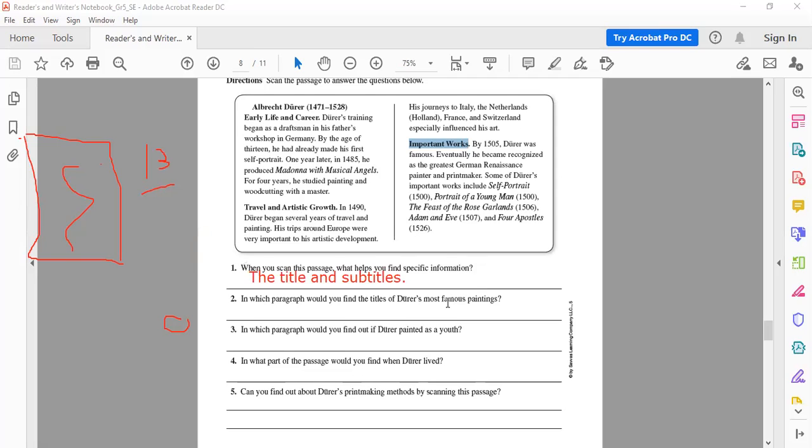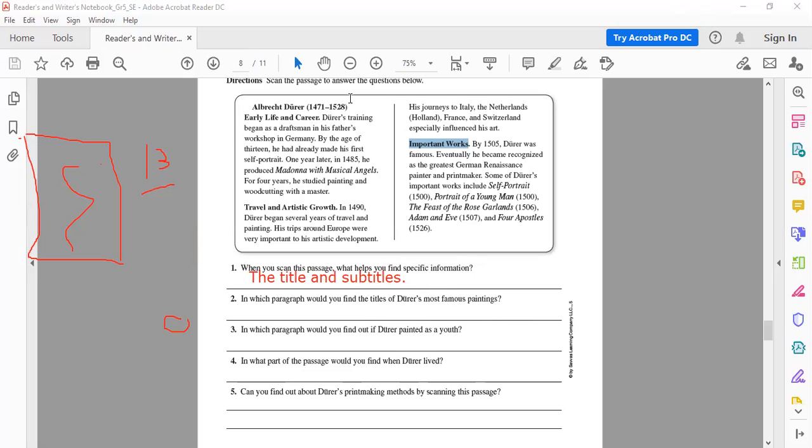In which paragraph would you find the title of Dürer's most famous painting? In which paragraph? Number one or two or three? About his famous painting. Number one, his work. Number two. It's by guessing.